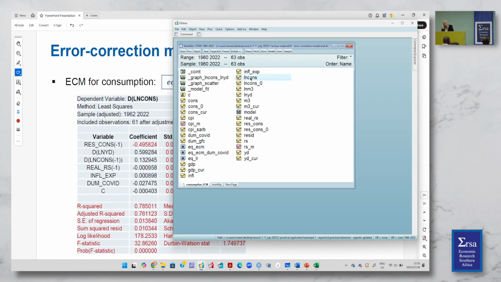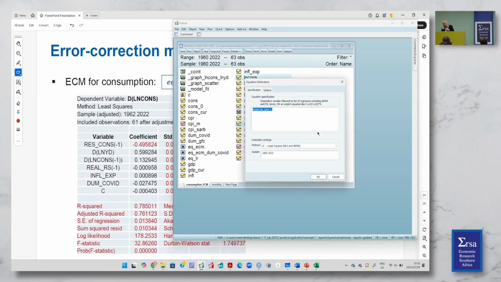If we start with what we want to have on the left-hand side, it is consumption, but we're going to difference it. And what we want to have on the right-hand side is the residual. And I've already used proc make residual to get this. So if I open this as an equation, I don't want ln of cons, but the difference of ln of cons. So I difference that one, and I lag this one.